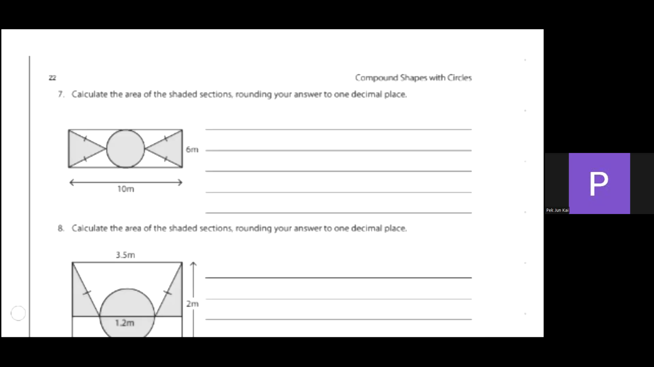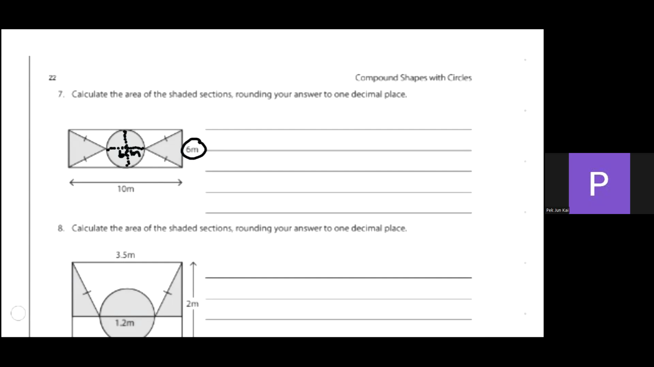Next, for this compound shape, we need to calculate the area of the shaded sections. So firstly, we need to know the diameter of the circle. The diameter of the circle is 6 cm, since it is stated here. So here is also 6 cm.